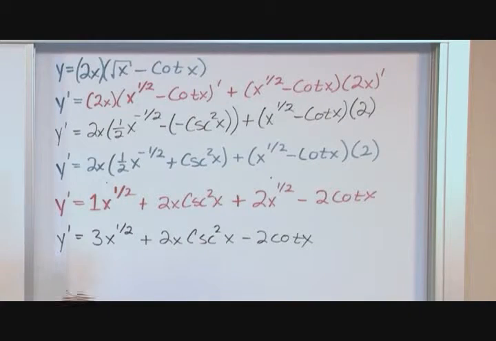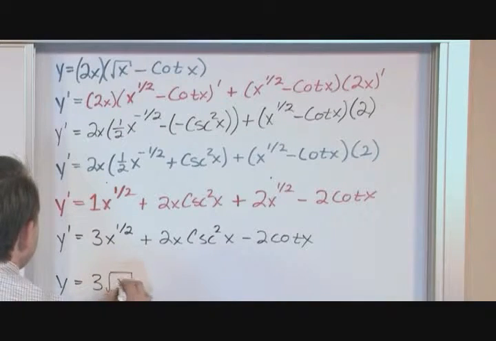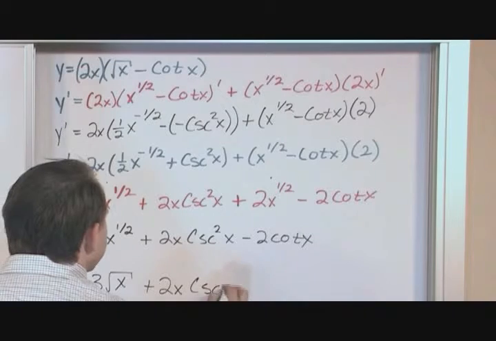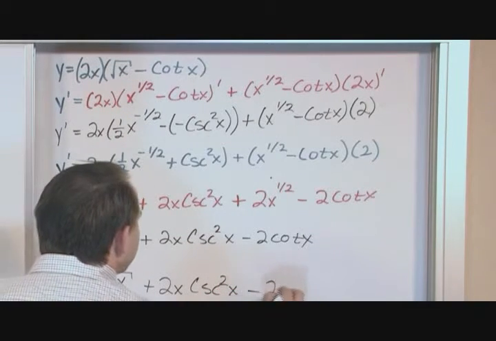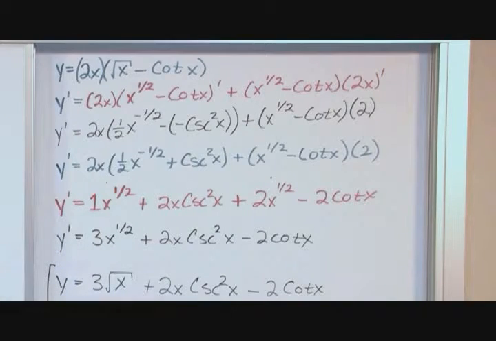Okay, and just to be polite about it, this is the answer, but since our original problem had radicals, we can rewrite this in terms of a radical symbol plus 2x cosecant squared x minus 2 cotangent x. And let's just make sure it's right. 3 times the square root of x plus 2x cosecant squared x minus 2 cotangent x, and that's it. So you see, it's not that hard.